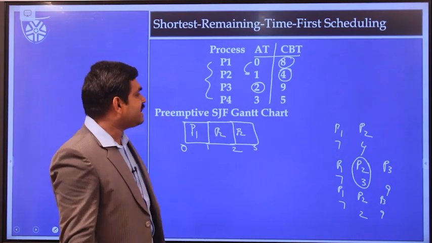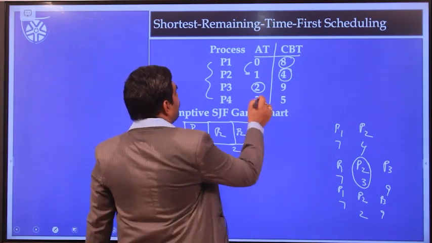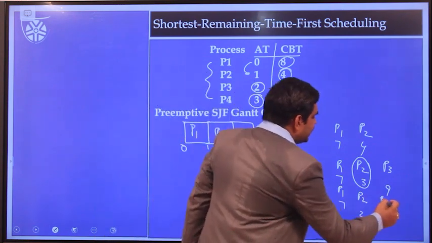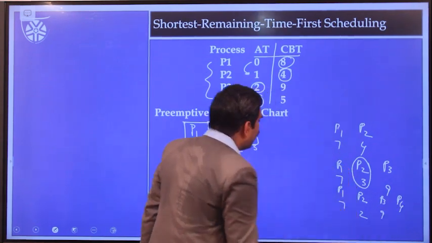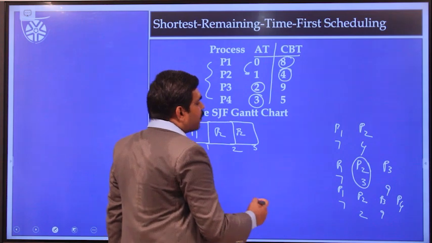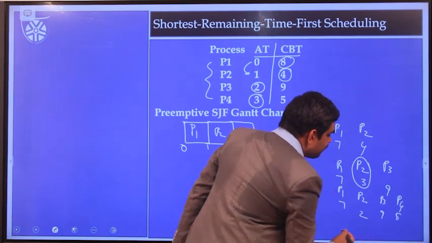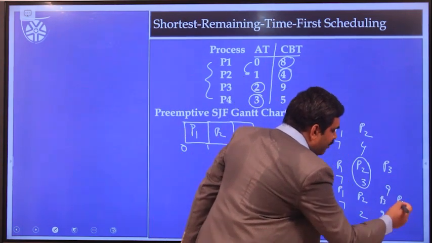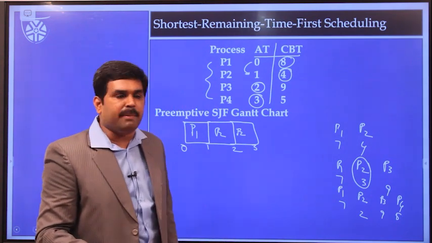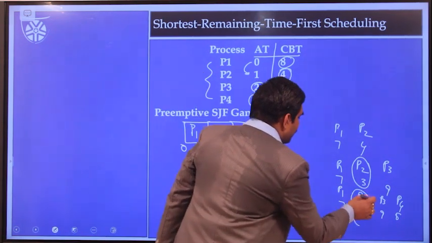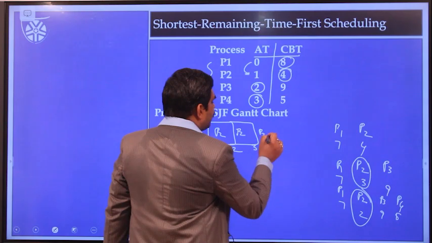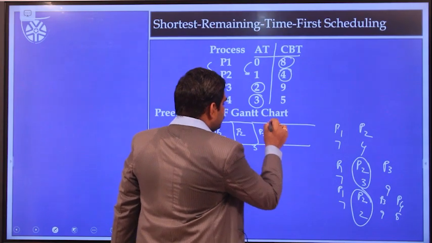Now, which process has entered into the main memory? After 1 second, another process has entered into the main memory, that is P4. And what is the CPU requirement of the process P4? It is 5 seconds. Among these, which process has the lowest CPU burst time? That is P2 itself. So P2 is going to be assigned the CPU for 1 more second.